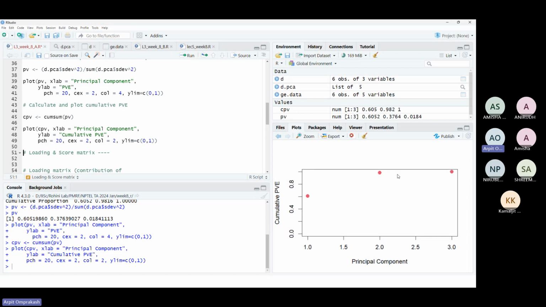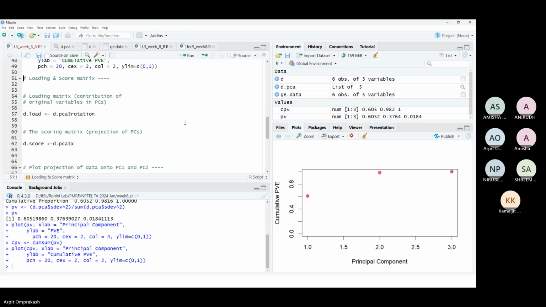So it explains somewhere close to, let's say, 95 to 97% of the data. So here we can discard our third principal component and just keep these two principal components, so that we can reduce the dimensions of our data, right?